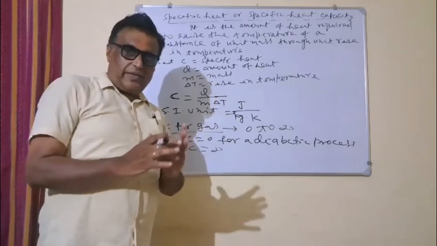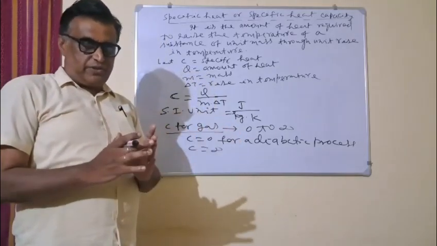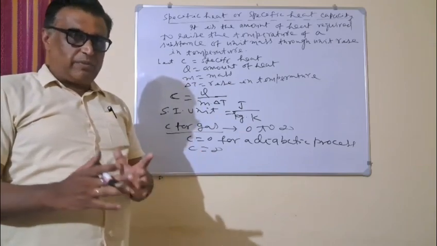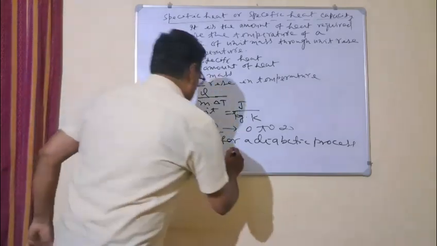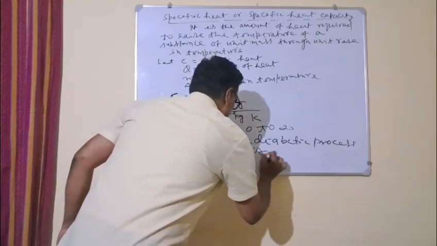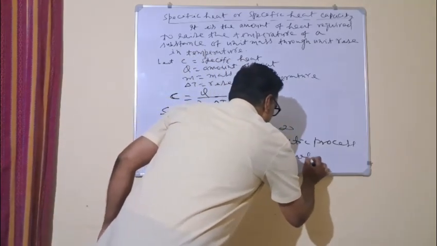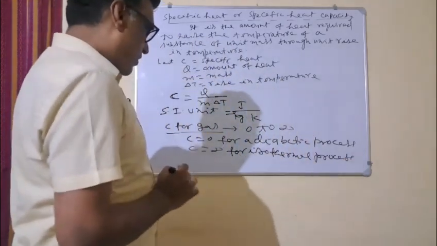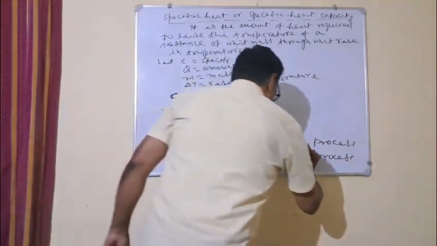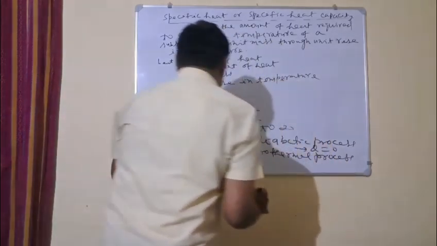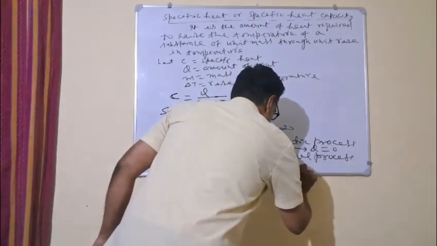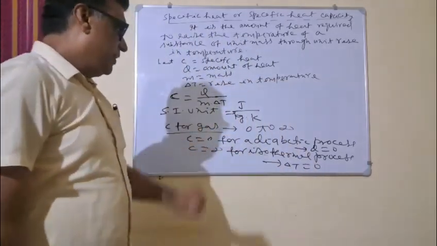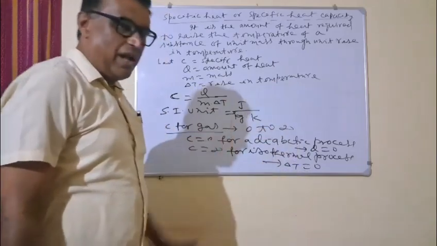Isothermal means when there is no change in temperature during the process. Means initial temperature is equal to the final temperature in case of isothermal process. So C equal to infinite for isothermal process. Because Q equal to 0 in the case of adiabatic process, and delta T equal to 0 in the case of isothermal process. So C equal to 0 for adiabatic process and C equal to infinite for isothermal process.